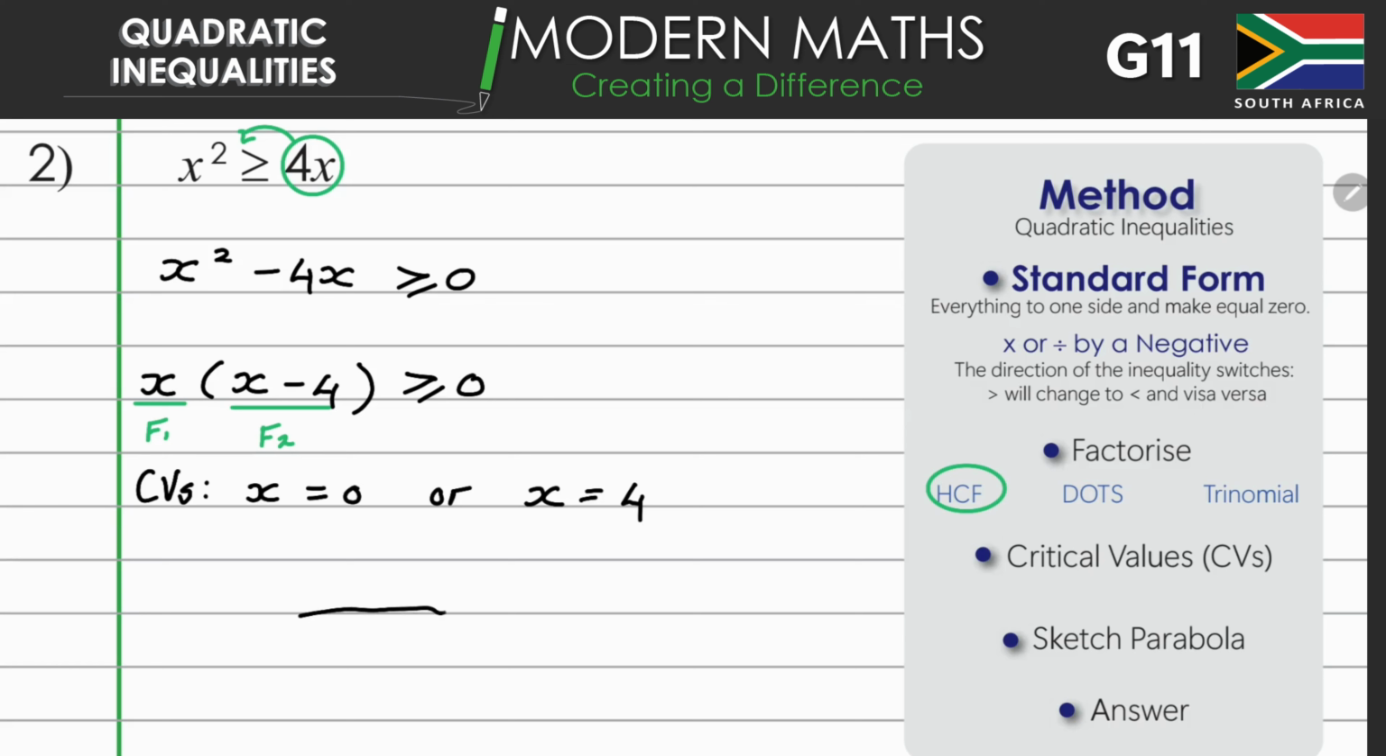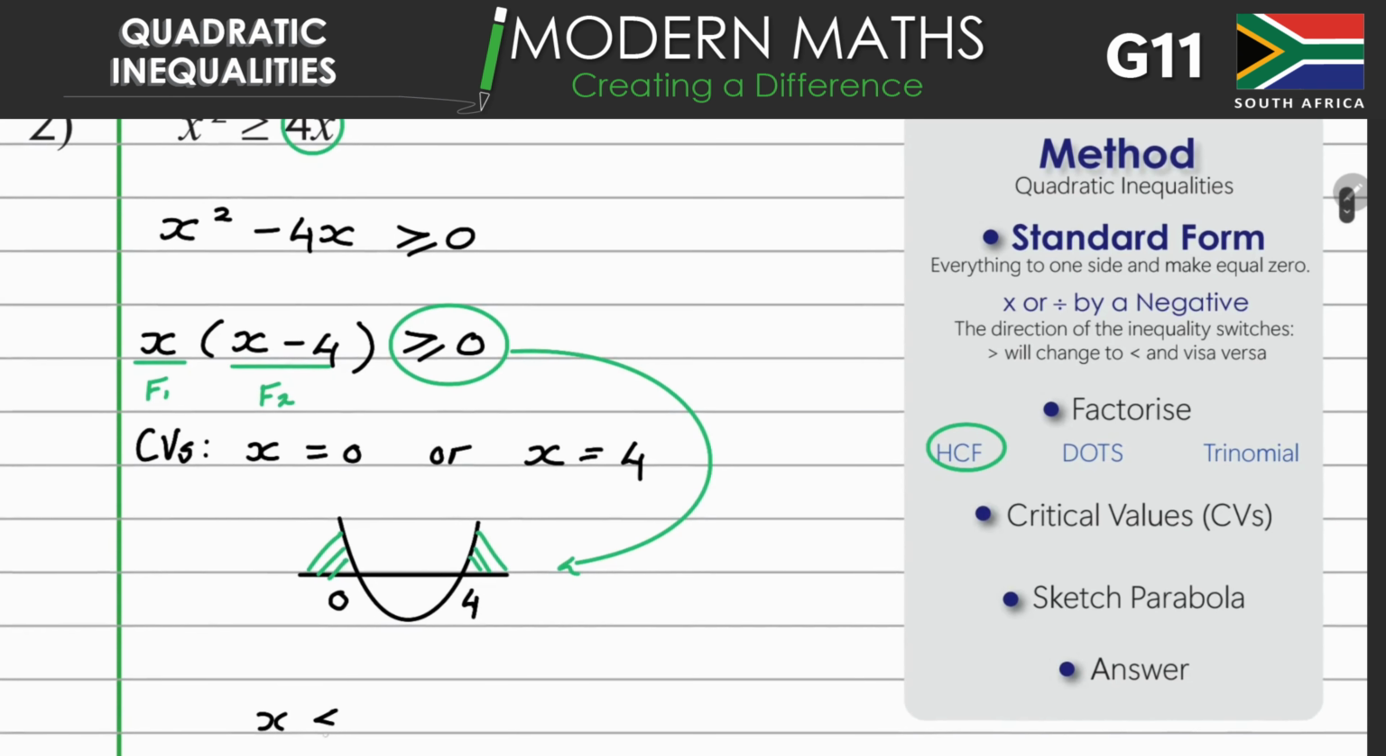Next up, as per usual, I'm going to sketch my parabola. And once I sketch my parabola, I'm going to have a look at the inequality symbol. And I can see that it must be greater than or equal to 0. So once again, I'm going to shade the outskirts of the parabola. And then I'm going to plot my critical values, lower on the left and the higher one on the right. And from there, I can form my solution. x should be less than 0, or x should be greater than 4.